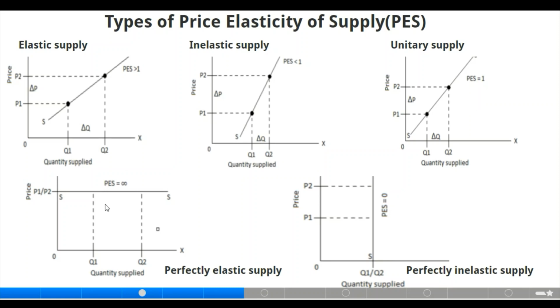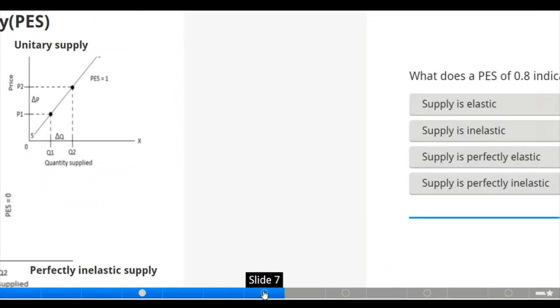Now we move to perfectly elastic supply, which means when a change in price causes a complete change in quantity supplied. That is, our price elasticity of supply will be infinity. Now, if we move to perfectly inelastic supply, it means when a change in price has no effect on the quantity supplied. Therefore, our price elasticity of supply will be 0.